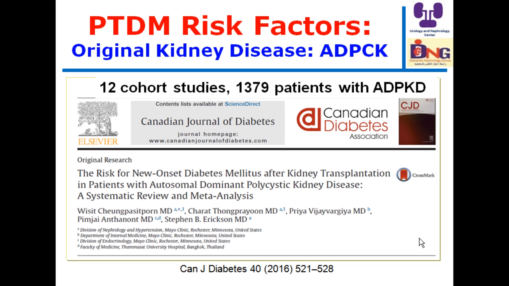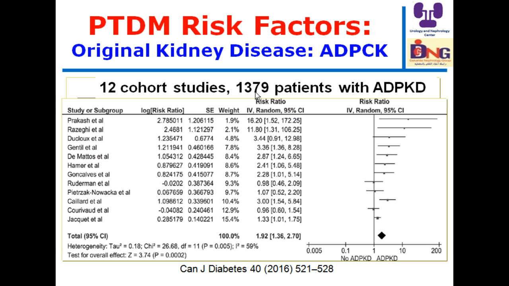Another risk factor is autosomal dominant polycystic kidney disease, as shown in this systematic review and meta-analysis that included 12 cohort studies, including 1,379 patients with renal failure due to autosomal dominant polycystic kidney disease. The presence of autosomal dominant polycystic kidney disease as an original kidney disease increases the risk of development of post-transplant diabetes, as you see here in this forest plot.